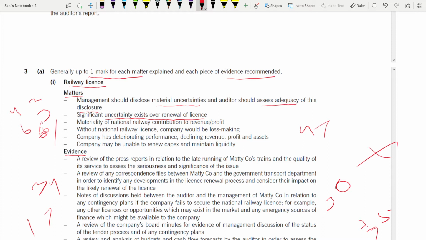Third, materiality of National Railway contribution to revenue or profit. How much the National Railway contributes to the overall revenue and profit. Is it huge or is it less? That you have to discuss. Next, without a National Railway license, company would be loss making. You see, because huge amount of revenue comes from this. If that revenue is also not coming, then the company would be loss making. Then company has deteriorating performance. Did you see all the assets, profit before tax and revenue, they were falling, and the percentages you need to find out, okay, while you are answering. But you know it is falling, declining revenue, profit and assets. We just saw. Company may be unable to review the capex and maintain liquidity.